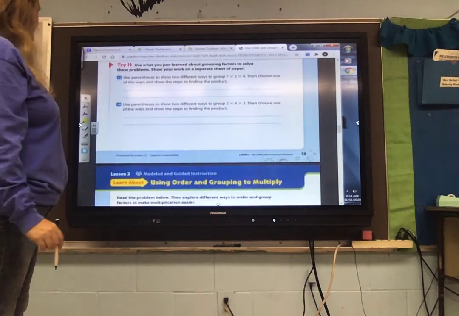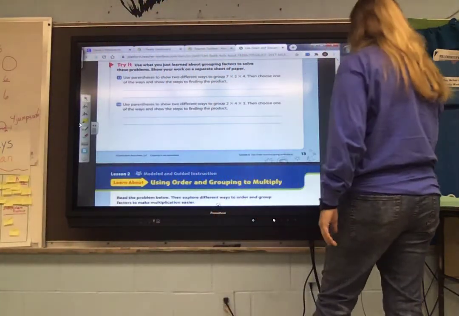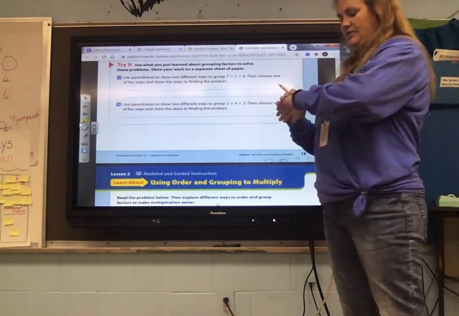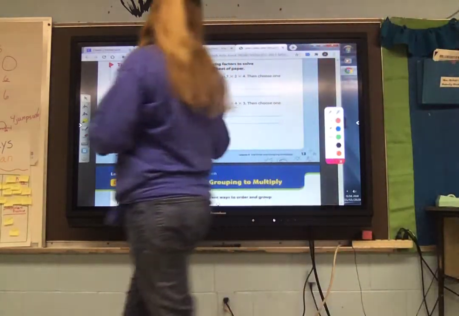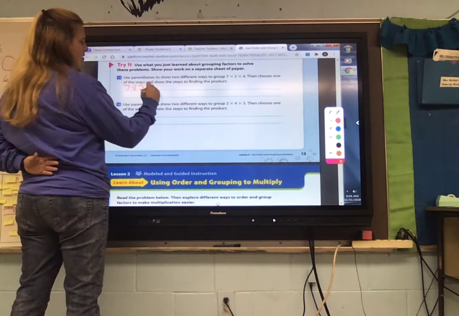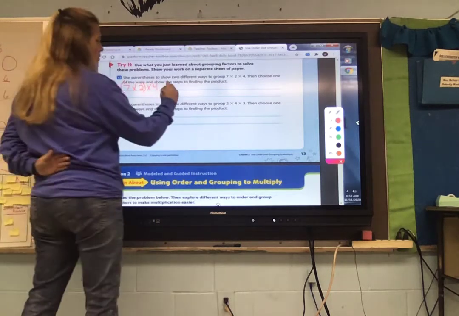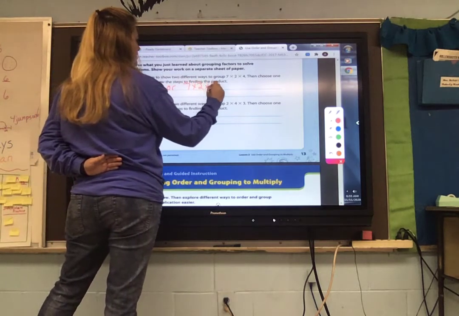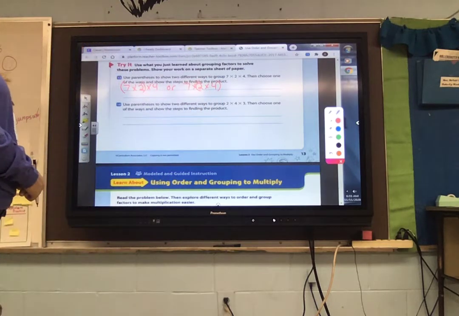All right, 13 and 14, they want us to take these three factors and show how we would group them. So we're going to show both ways to group them, and then we're going to look at which way we had rather do it. So we have 7 times 2 times 4. We could group 7 and 2 together, or we could group 2 and 4 together. And then it says choose the way that you would.